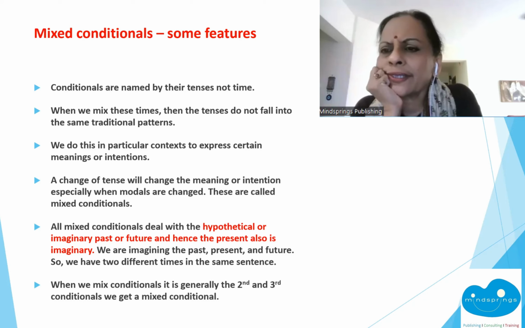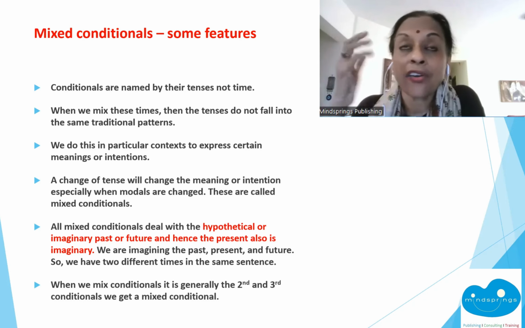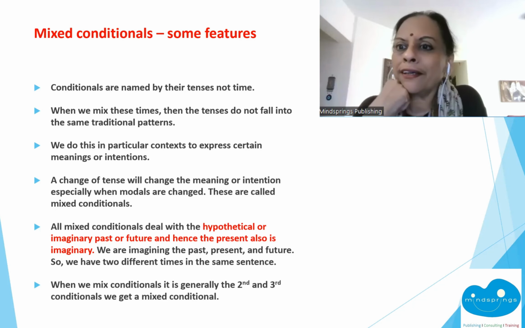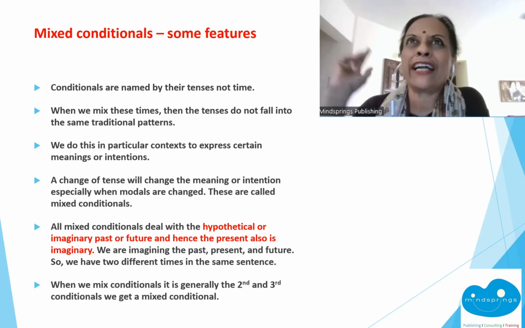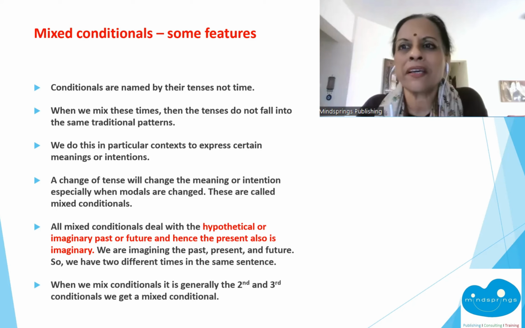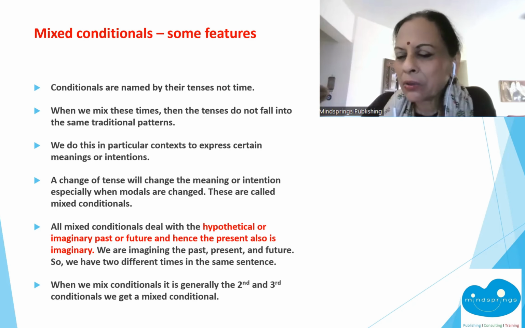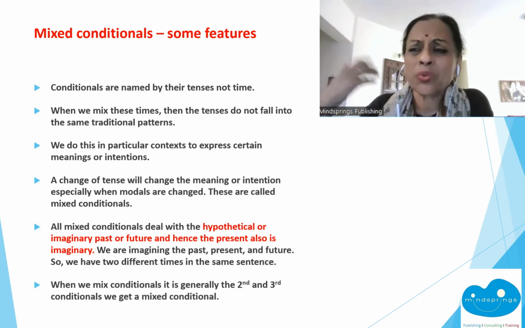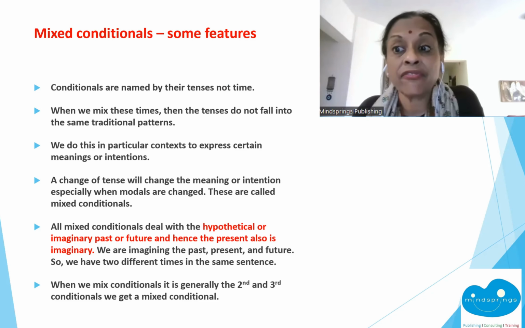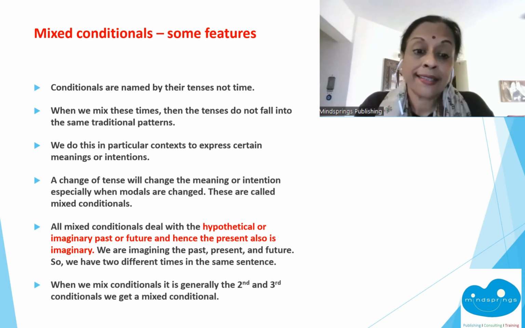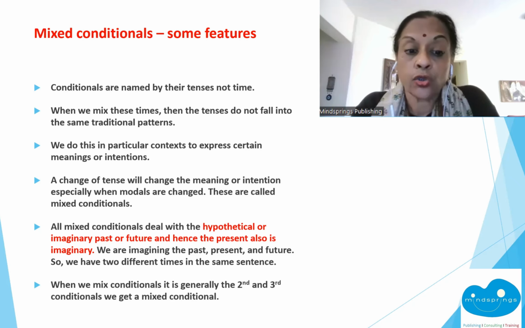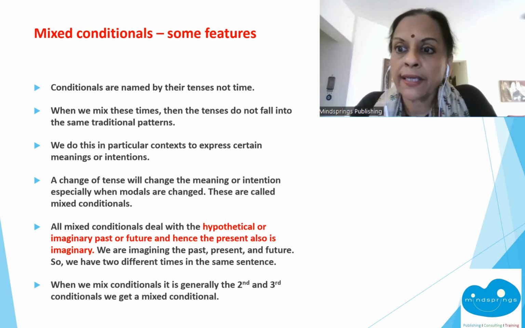But why do we do this? We do this because we enjoy it. We enjoy thinking about the future. We enjoy fantasizing and dreaming. And sometimes we like to look back and regret: oh, I should not have done that. Oh, I should have done this. We love to do this. That's why we need these mixed conditionals. We are imagining the past, present, and future, so we have different times in the same sentence.